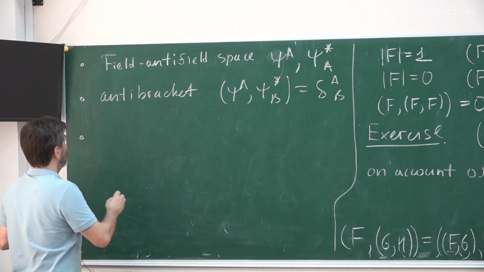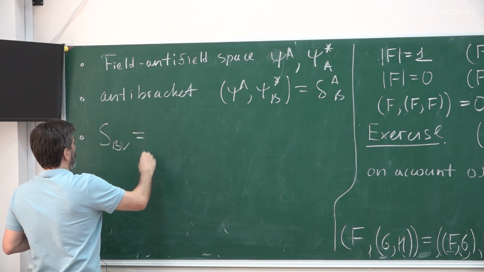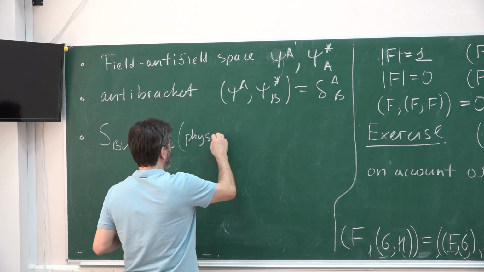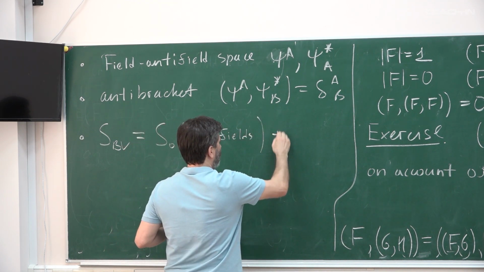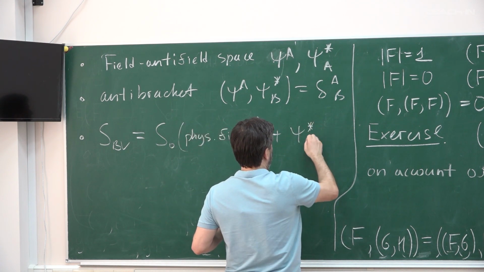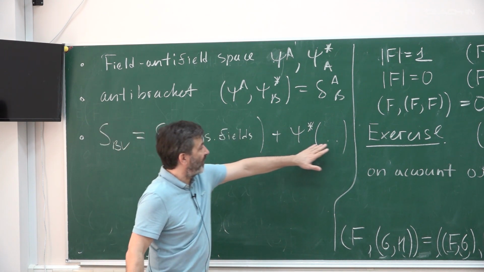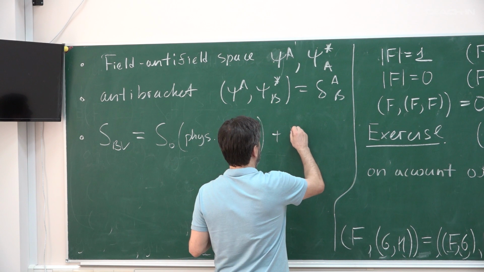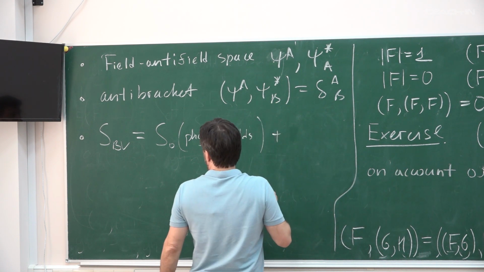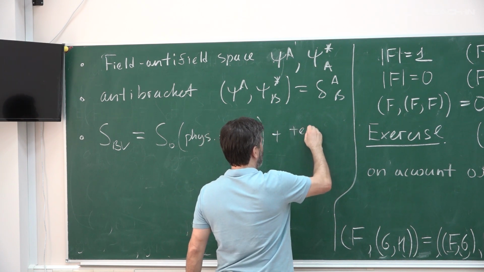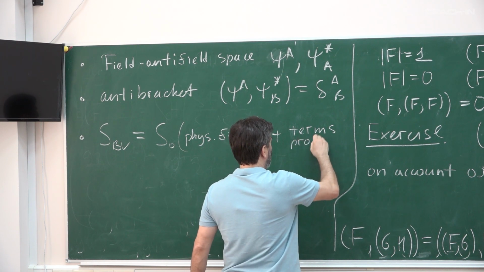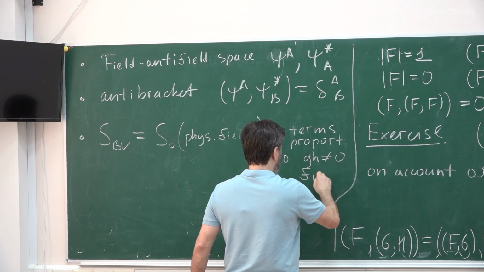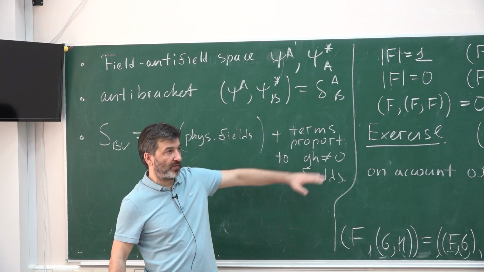Okay, so anti-bracket, what else? Then we have S_BV, which is S naught of, let's say, physical fields, which are found in degree 0, plus something like psi star on something. So further terms, not a good idea, because this can also be physical, plus, let's say, gauge dependent terms proportional to... So terms which vanish when we set to 0 all fields of non-vanishing degree.